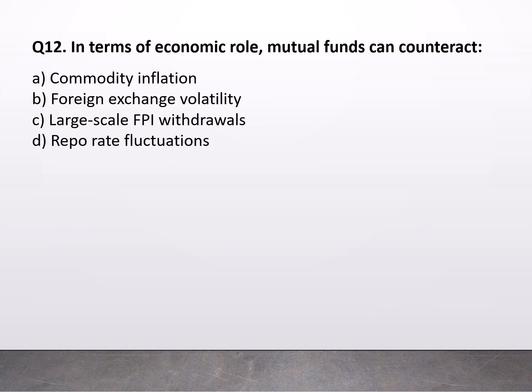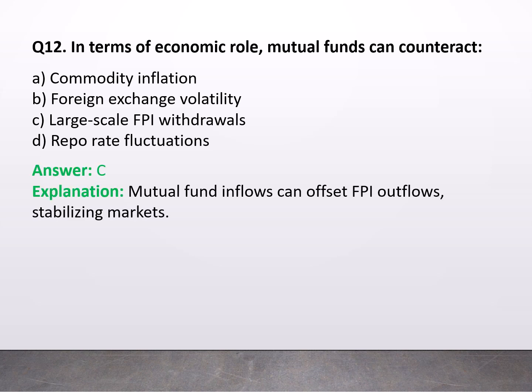Next question. In terms of economic role, mutual funds can counteract option A, commodity inflation, option B, foreign exchange volatility, option C, large scale FPI withdrawals, and option D, repo rate fluctuations. Correct answer is option C, large scale FPI withdrawals. Mutual fund inflows can offset FPI outflows, stabilizing markets.